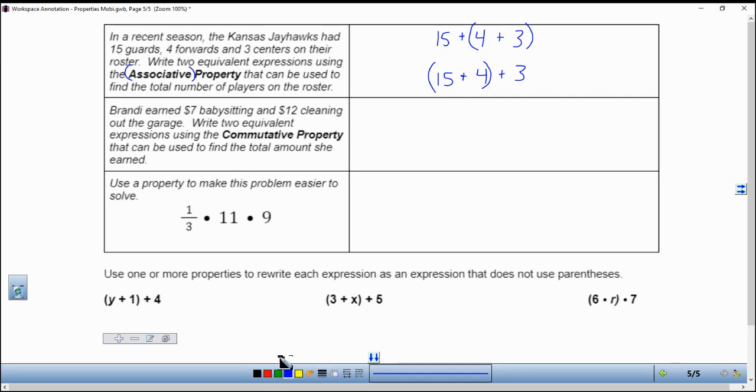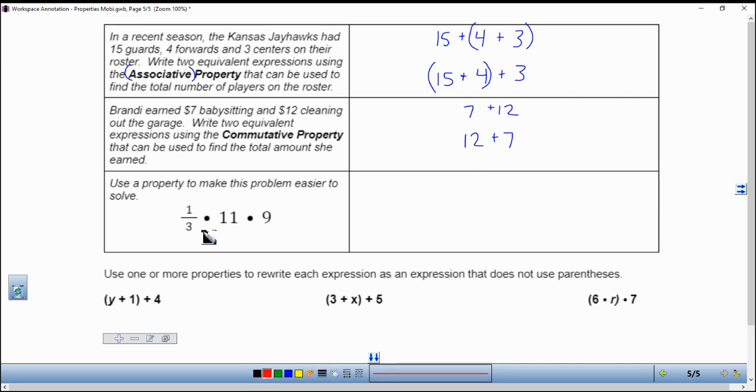All right, let's check this one out. We got Brandy. Brandy earned $7 babysitting, $12 cleaning out the garage. Write 2 equivalent expressions using the commutative property that can be used to find the total amount she earned. Commute means to move. So we're going to write one expression. It's just going to be 7 plus 12. Okay. So when we use the commutative property, all we would do is change the order of the numbers. 12 plus 7. So those are 2 expressions. They're equivalent. I don't even have to find the answer. I know they're equivalent because of the commutative property.